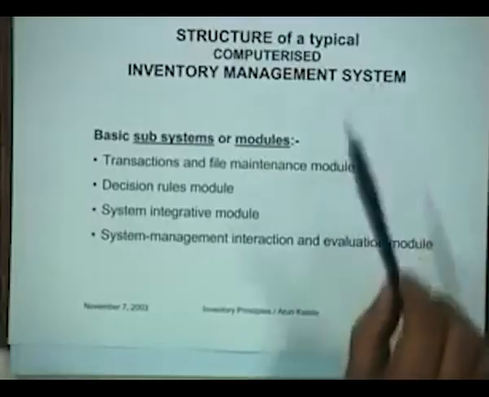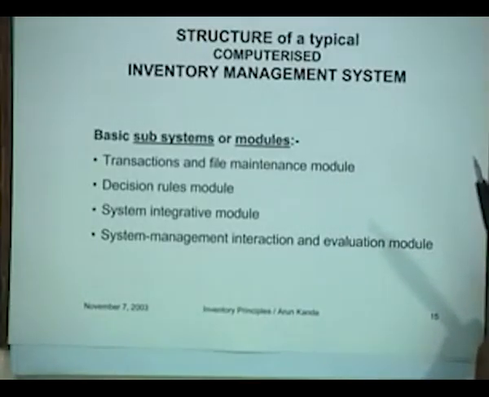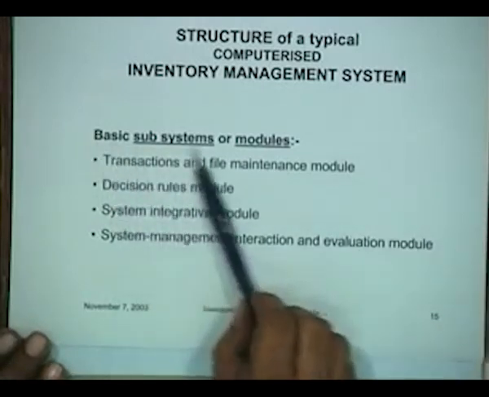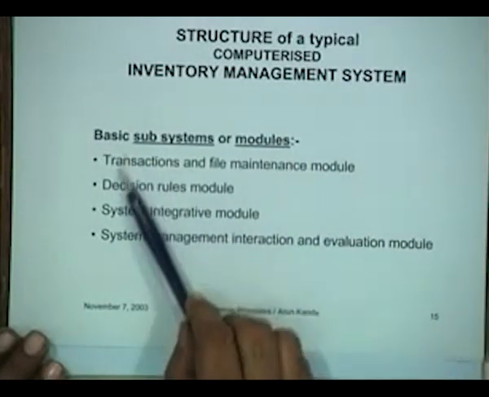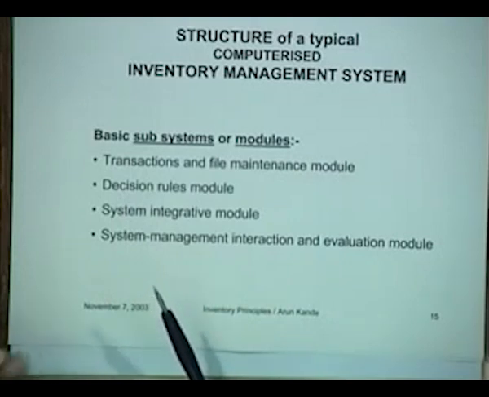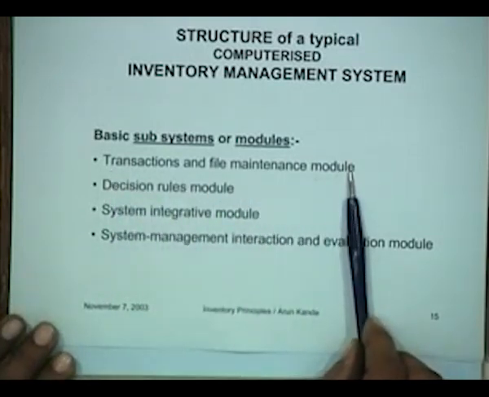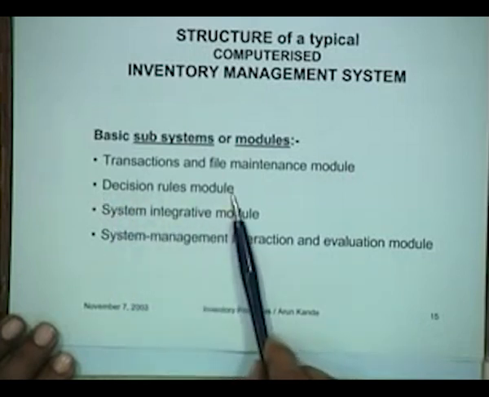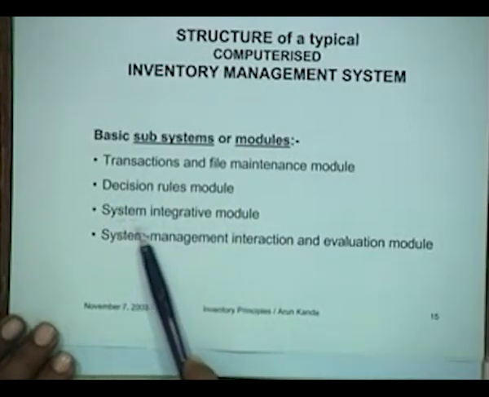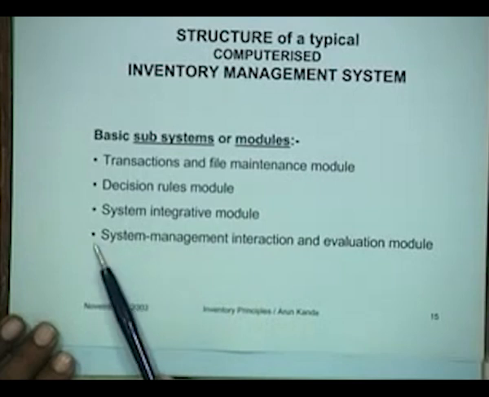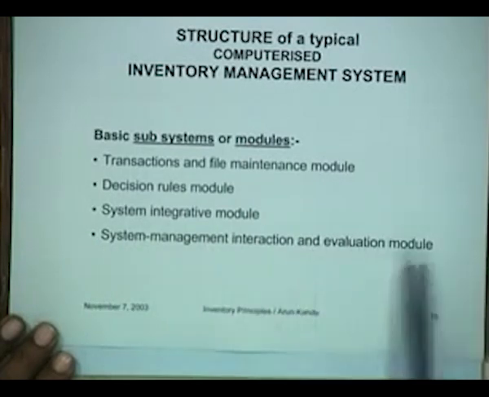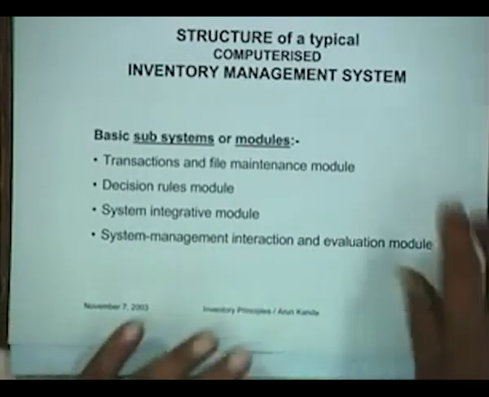Let's now try to look at a typical structure of a computerized inventory management system. What does it do? Any inventory management system typically has these four modules or components. One is called a transactions and file maintenance module. Two is called a decision rules module. The third is called a system integrative module. And the fourth is called a system management interaction and evaluation module. Now let's see what these modules typically consist of.